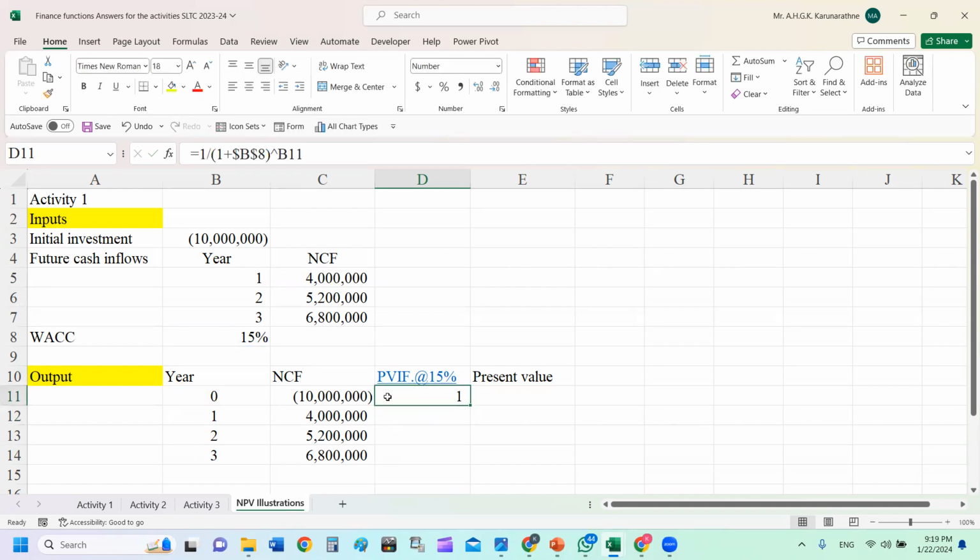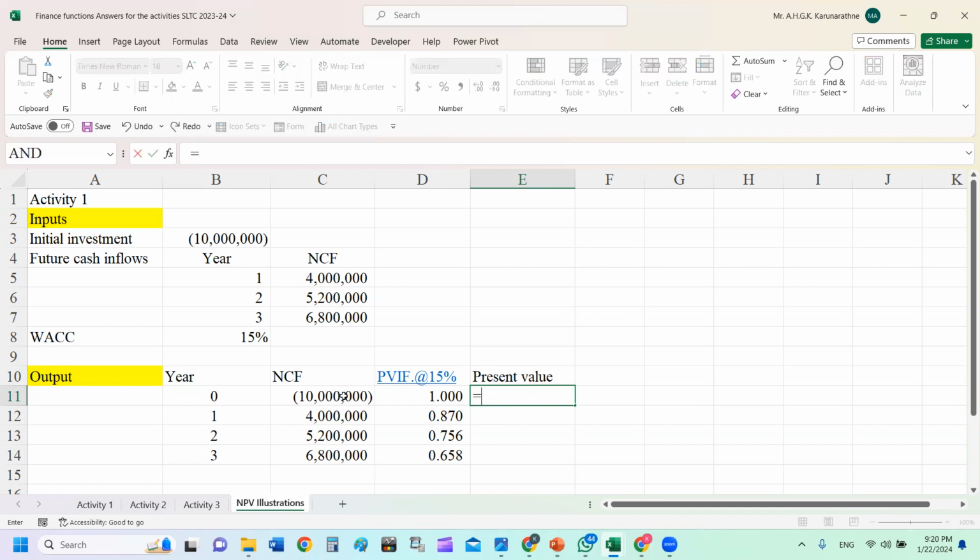So you can see year zero present value interest factor is always 1. Drag it down. Increase the decimals. This is our present value interest factor. Present value is equal to future cash flow times PVIF. This is the present value.